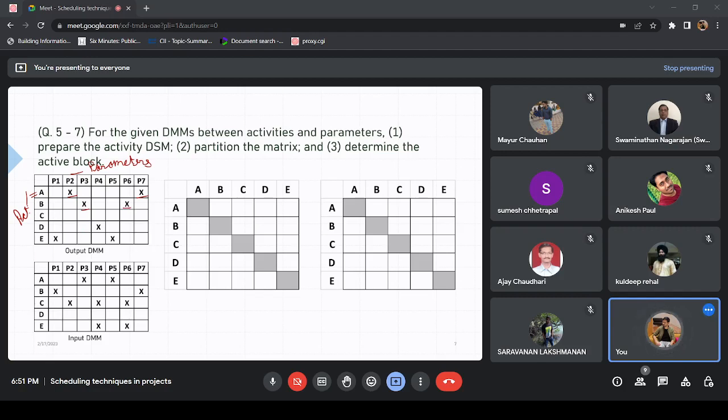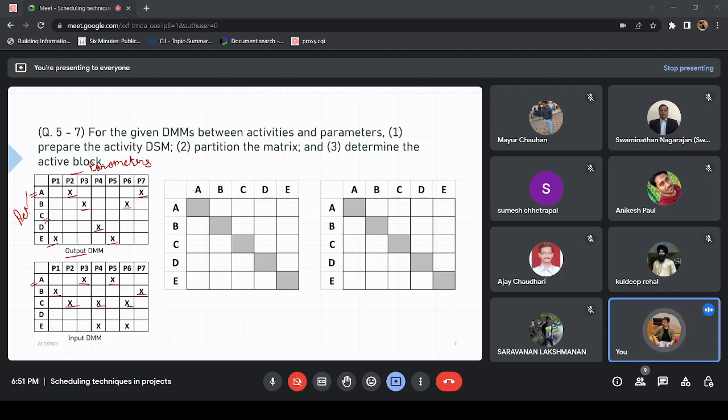In the list of these 7 parameters, C is not giving anything. D gives P4, E gives P1, and E gives P5. Now, this is the output DMM, right? So now if they're giving these parameters, somebody must be using them, right? For the person who is executing A, you can definitely ask which parameter do you require? They'd say, I require P3, P5. These are the inputs. B will say P1 and P7. So similarly, you can get an input DMM.